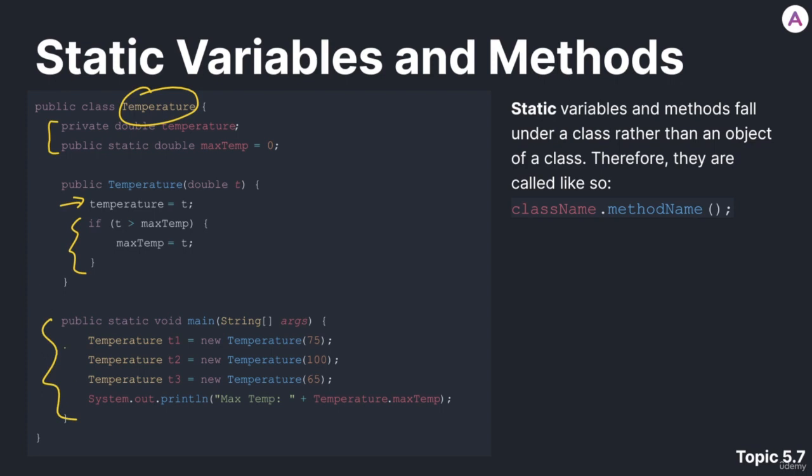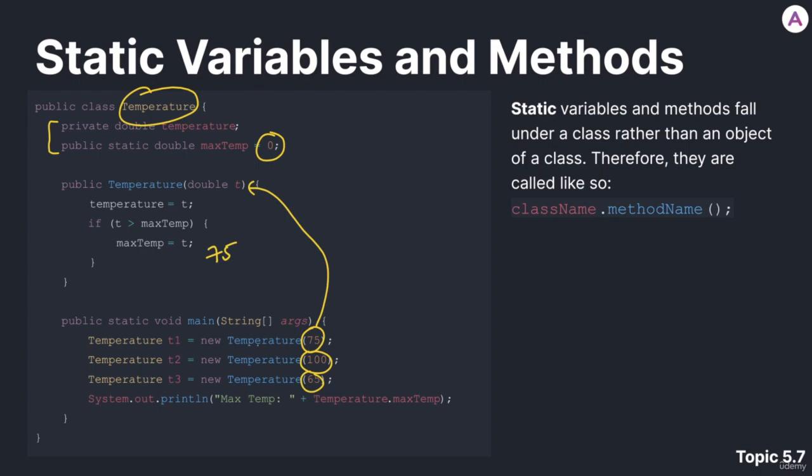Let's look at this main method and see how this implementation works. So we're creating three new objects of the Temperature class. For one we're passing in the value 75, for the second we're passing the value 100, and for the third we're passing the value 65. So let's look at what happens each time we pass these values in. When we pass in 75, temperature gets set to 75, which is all good. And then over here, it says if T is greater than maxTemp. maxTemp is initially 0. So 75 is of course greater than 0. So maxTemp is now 75.